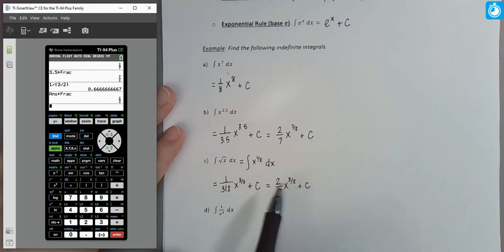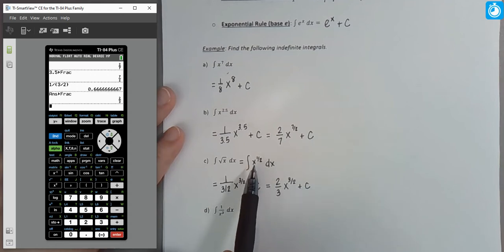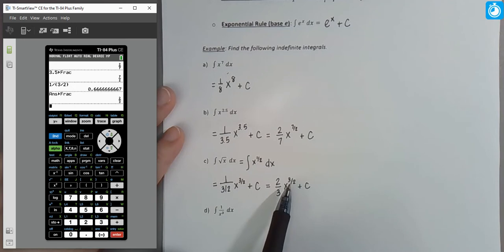And again, we could check this by differentiating. Imagine bringing down your 3 halves. Well, we'd have 3 halves times 2/3, which goes to 1, hence the coefficient of 1. And then we would decrease our exponent by 1, which takes us from a 3 halves to a 1/2. So that does check out.